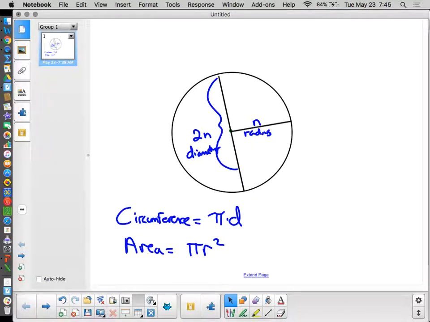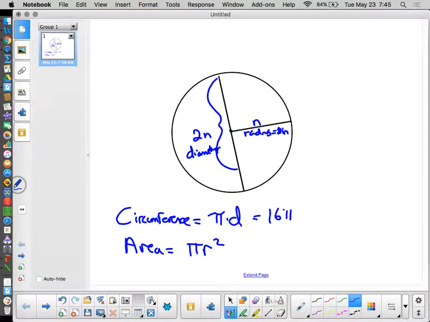So that's pretty simple, and for the most part, if I give you a radius, let's say the radius is 8 inches, then the circumference here would be 16 pi inches, and the area would be 64 pi inches squared. Don't forget the units. You lose points on the quiz every time you don't use units properly.